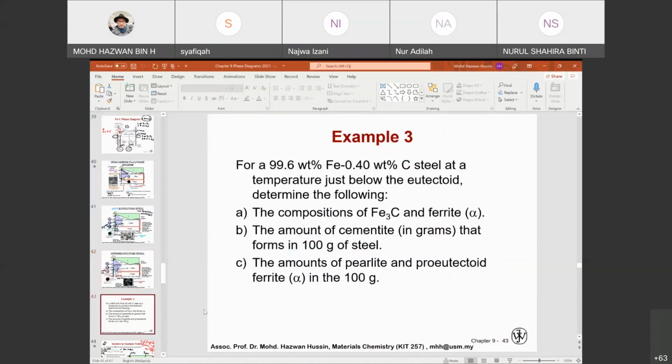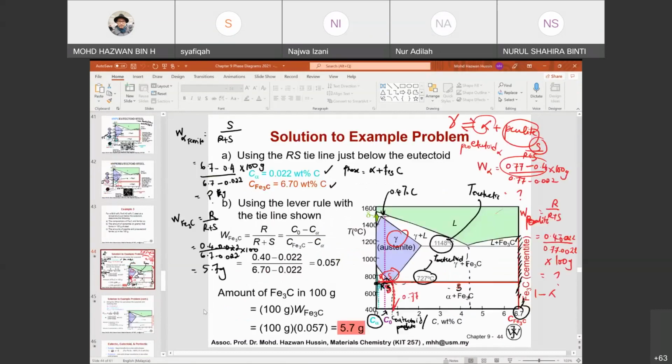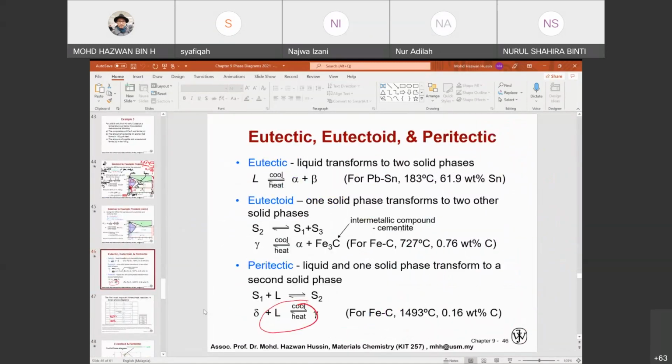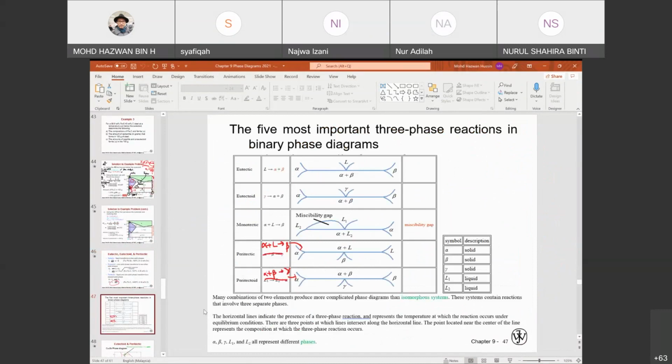So we have also looked through these examples yesterday. So I guess maybe I'm not going to go into further detail of this. And we also have discussed slightly on the eutectic, eutectoid, and also peritectic reaction that is actually related in the cast iron phase diagram. And before we ended yesterday, we also looked into some other possible systems in phase diagrams, which are related to monotectic, peritectic, peritectoid.